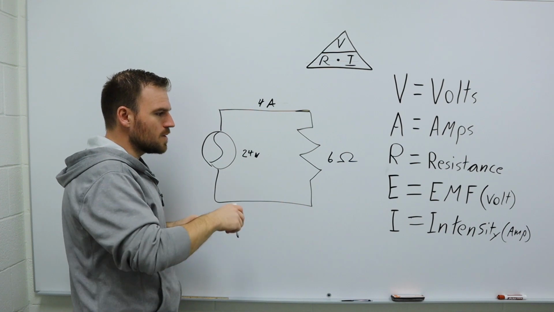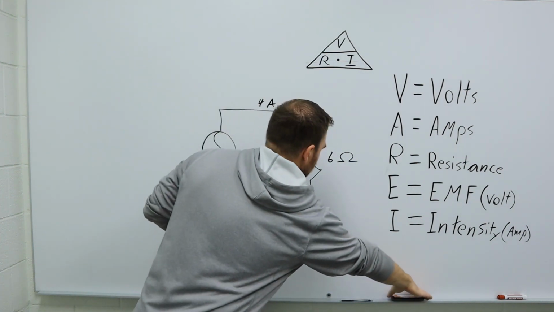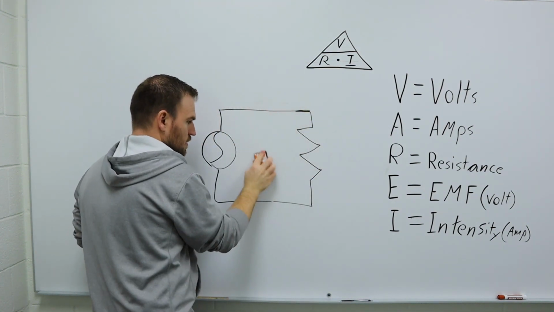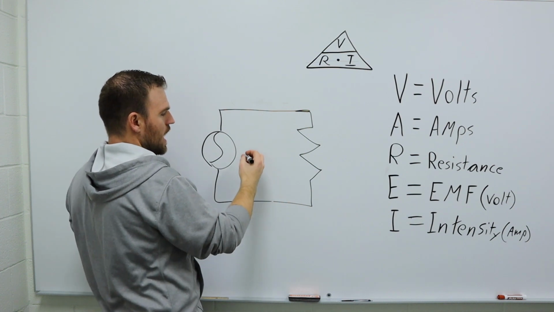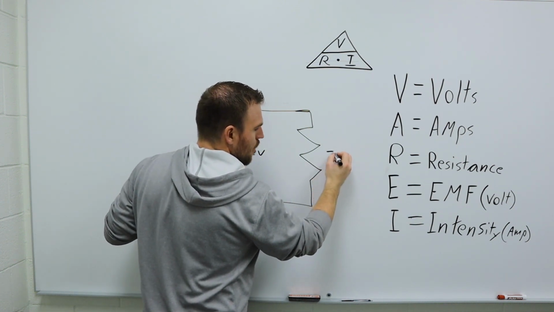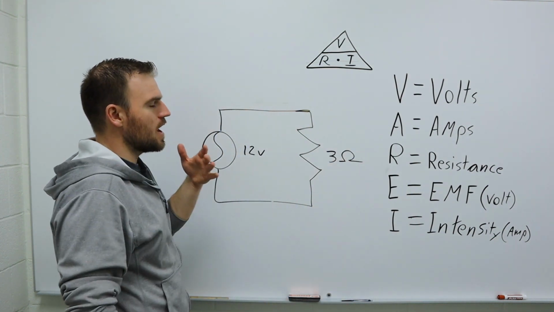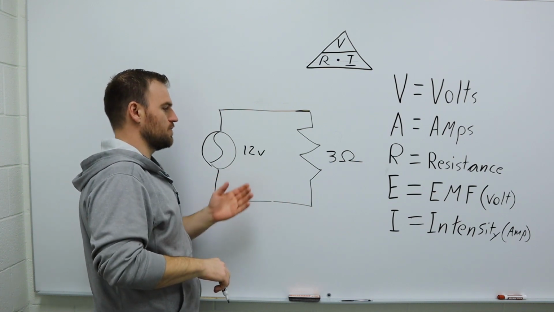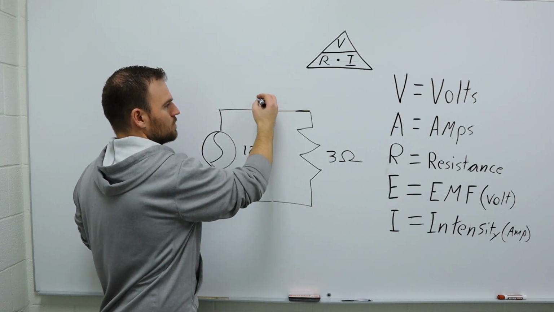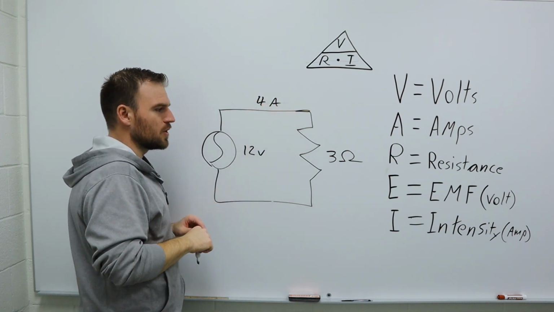Let's go ahead and do one more like that, and then we're going to start switching it up a little bit. So let's say I have 12 volts and I have 3 ohms of resistance in my resistor here. To figure out how many amps I have, again, I'm going to divide 12 by my 3 to figure out that I have 4 amps moving through this wire. That's pretty cool, right?